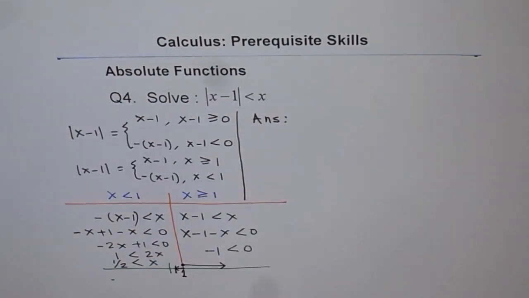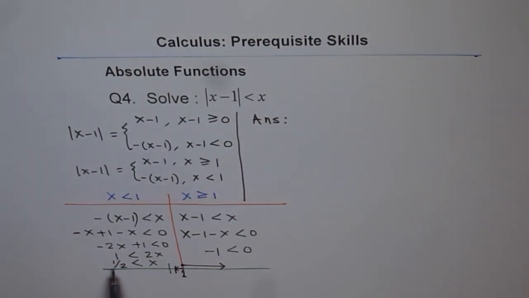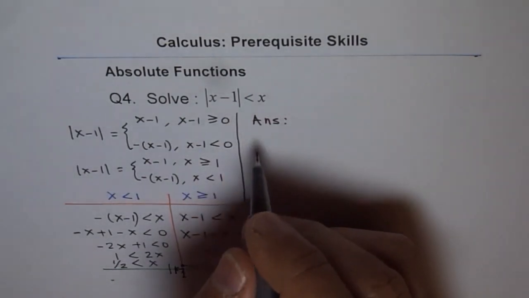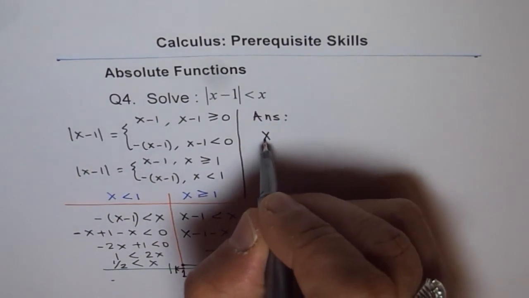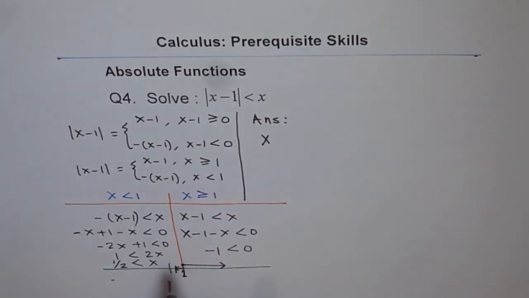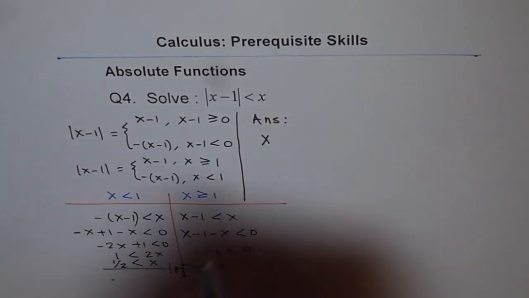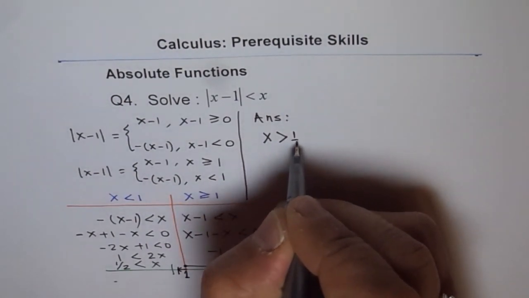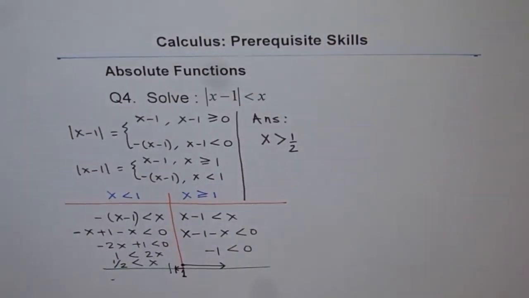Combining these two, we see that if x is greater than half, this inequality is satisfied. So our answer is that x is greater than half. That is the solution for this inequality.